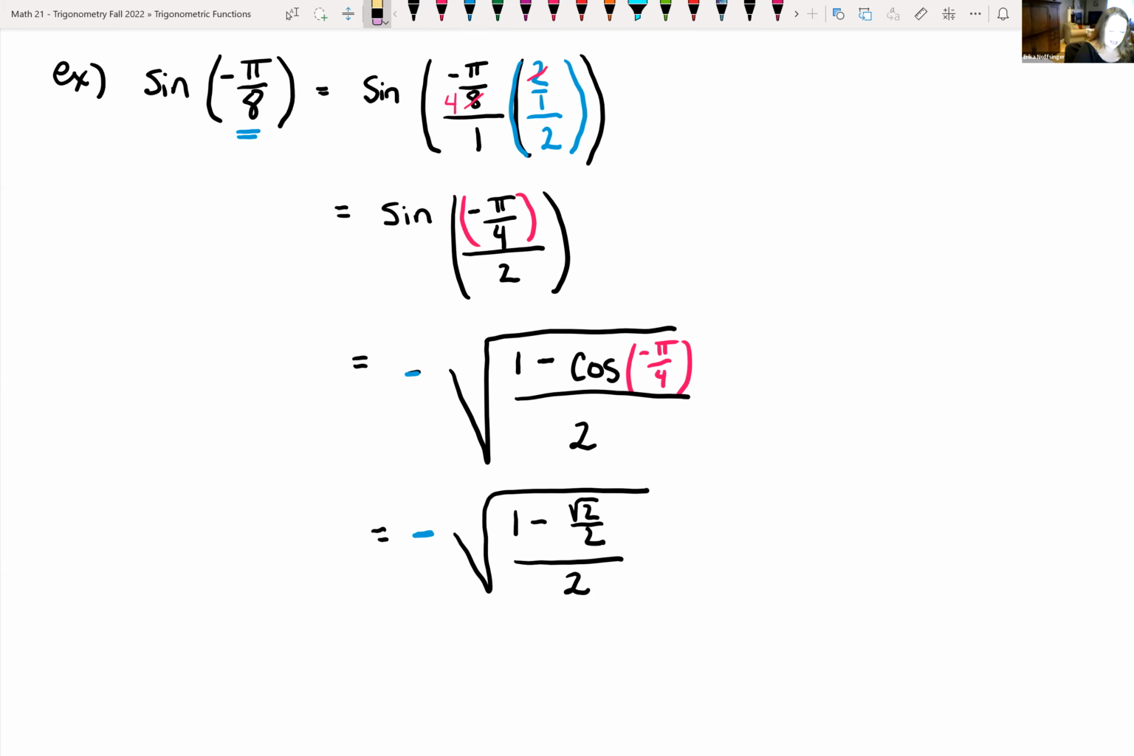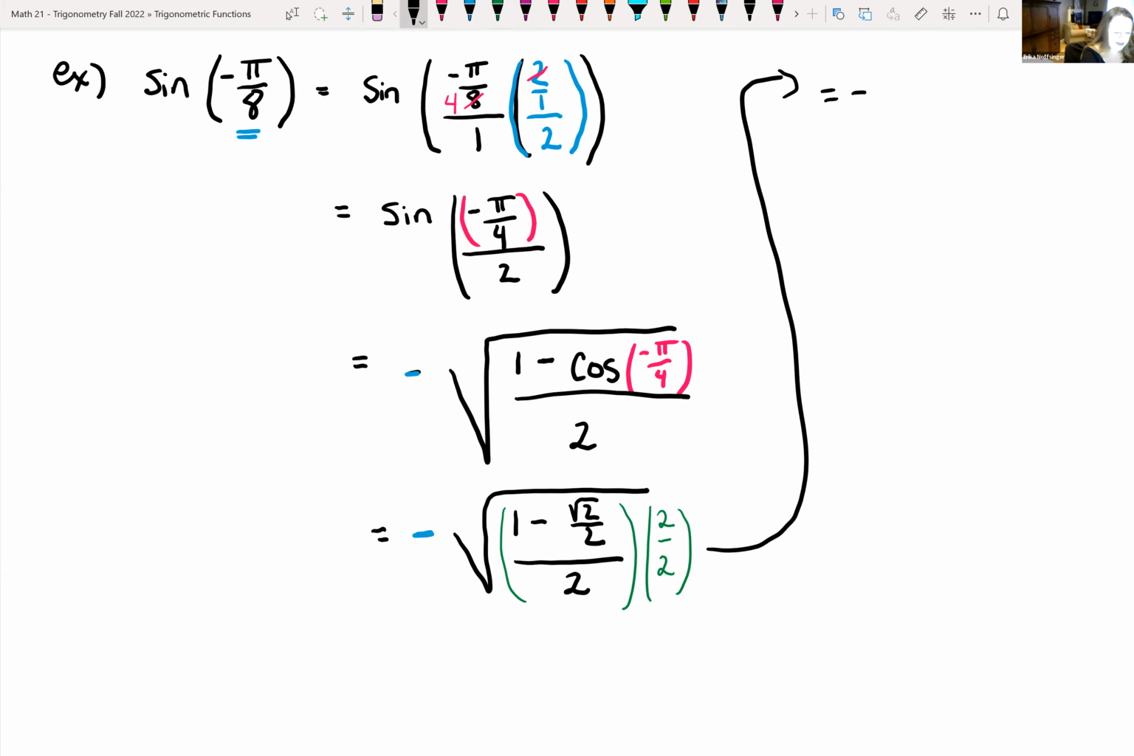So we want to clean this up, and we could get rid of the fraction by multiplying by this fancy one of 2 over 2. So we get back negative square root of, distributing my 2 on the numerator, I get 2 minus root 2 all over 4. But we know that the square root of 4 in the denominator is equal to 2. So we have negative square root of 2 minus root 2, all over 2.